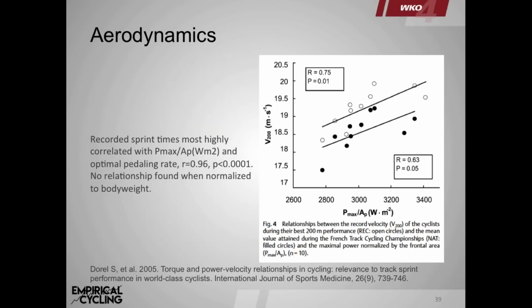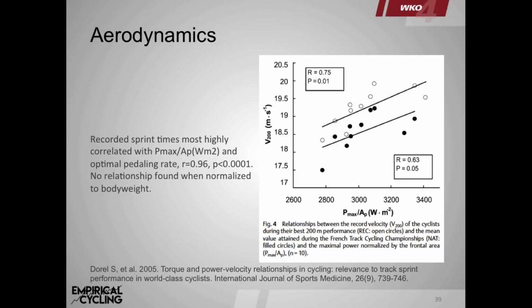So the last 2 things I have for you guys is on aerodynamics. On the right here we have 2 events, white circles in one event and dark circles in the second event. On the y-axis we have the velocity in meters per second for a flying 200, average velocity. And on the x-axis we have the ratio of Pmax to the projected frontal surface area. How much surface area in square meters is this cyclist showing to the wind?